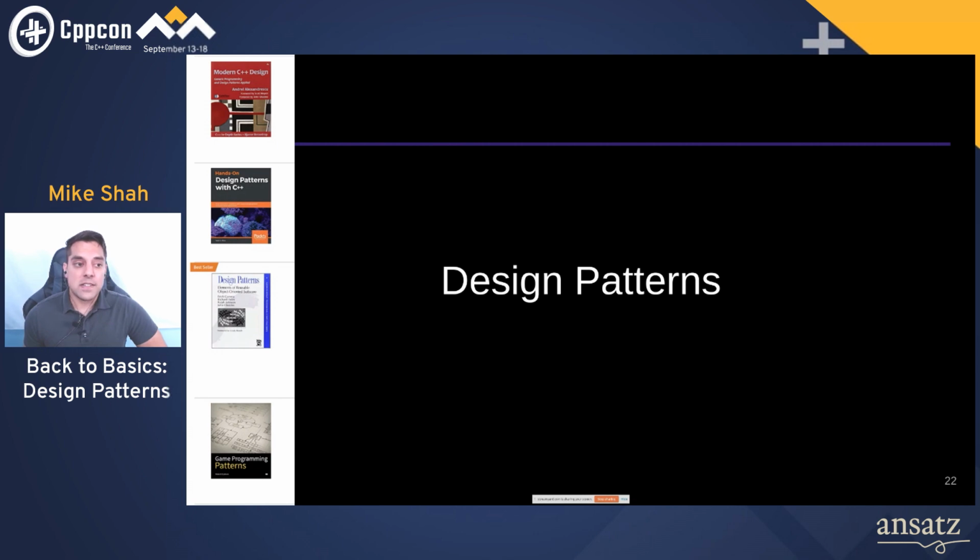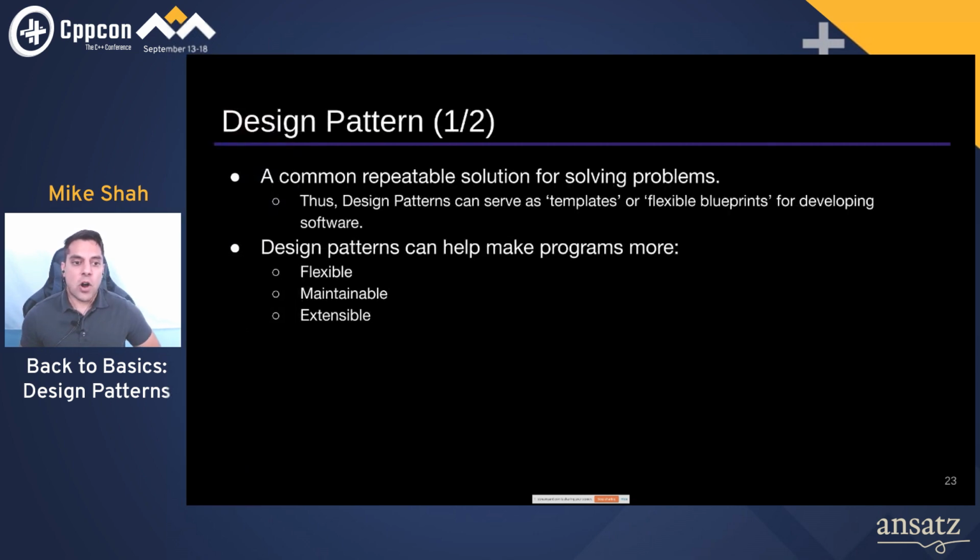So design patterns are common repeatable solutions for solving problems. You can think of them like templates or some sort of blueprint for developing software. They've been tested before. Someone else has implemented them and had a success story that they can share. This is the idea of design patterns. So design patterns can help us as software engineers write software that's more flexible, maintainable, and extensible.